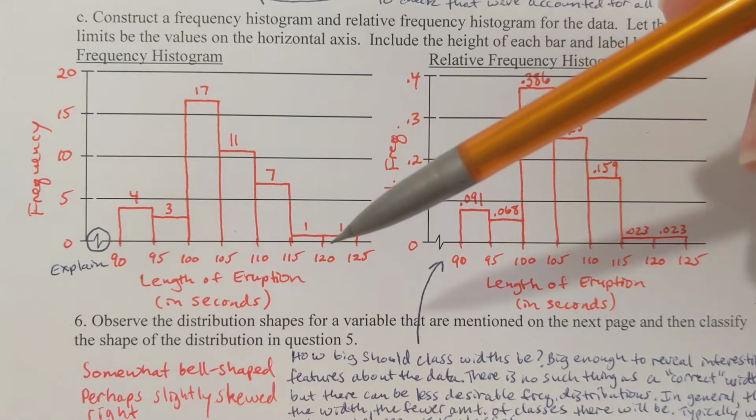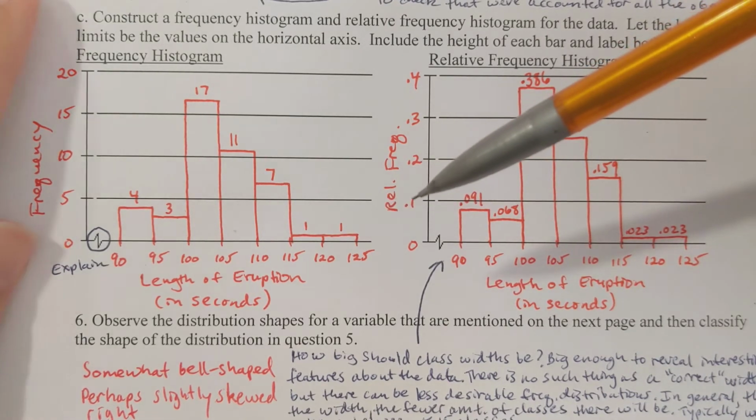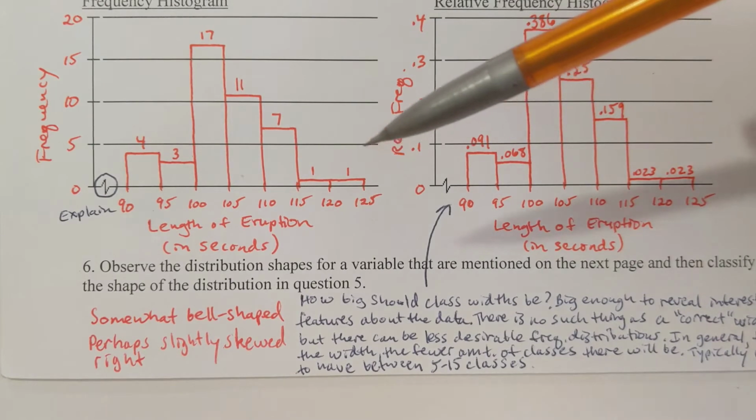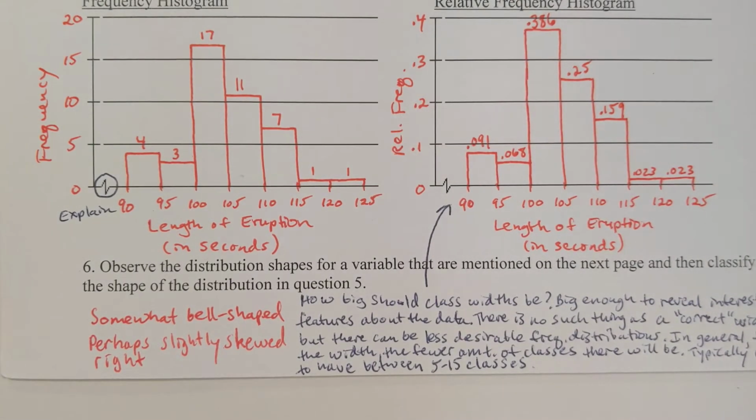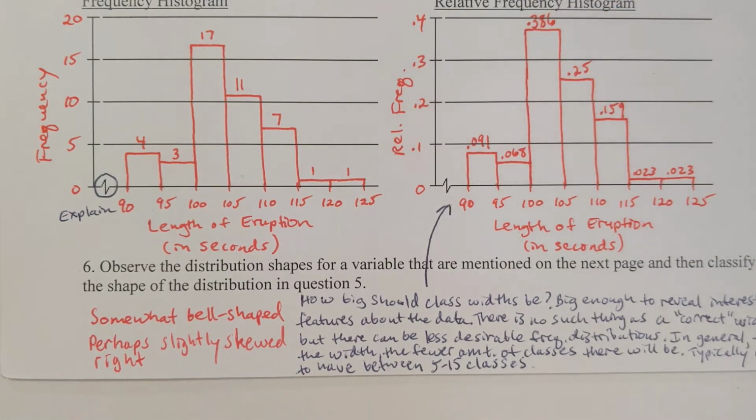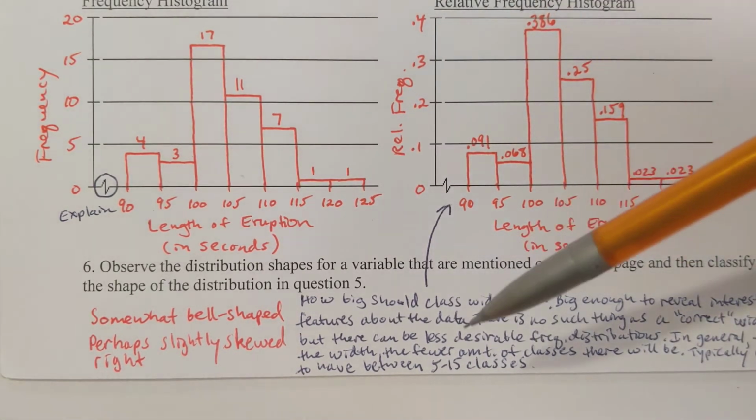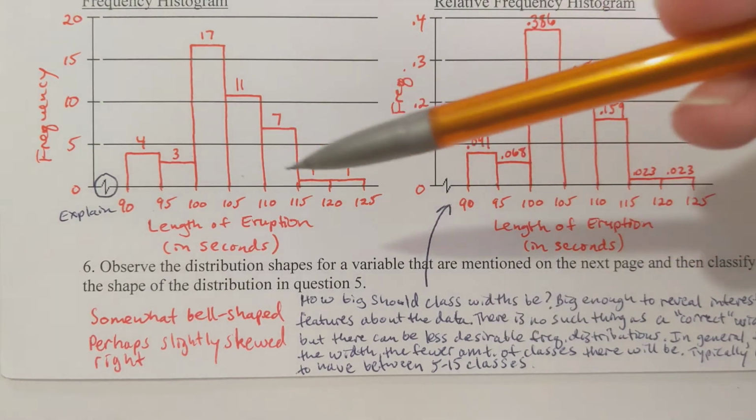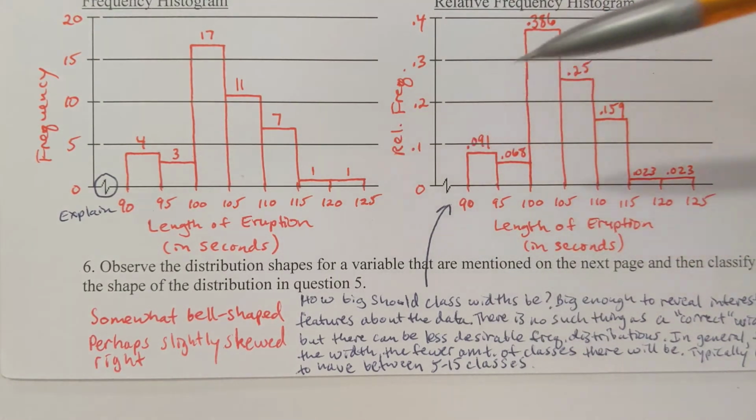On the other hand, what if I decided to use a width of 1? That is also not very desirable, since I would have too many bars. So our goal is to have between 5 and 15 classes, and again, there's no such thing as a correct width, but there are less desirable ones than others.